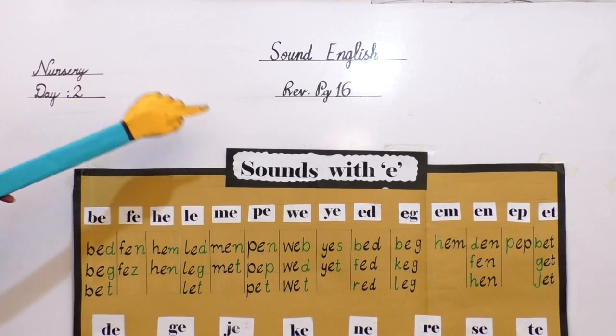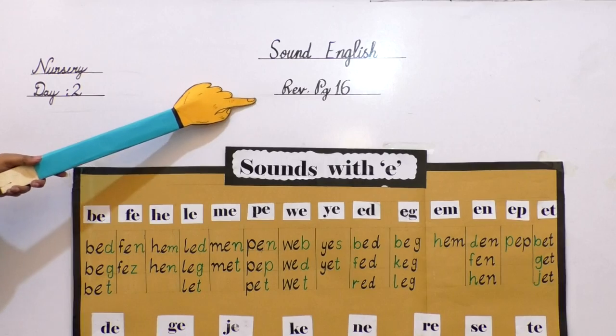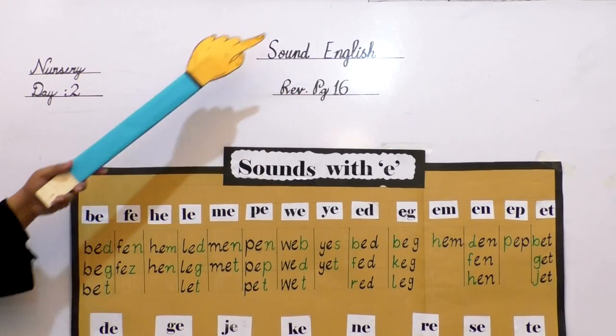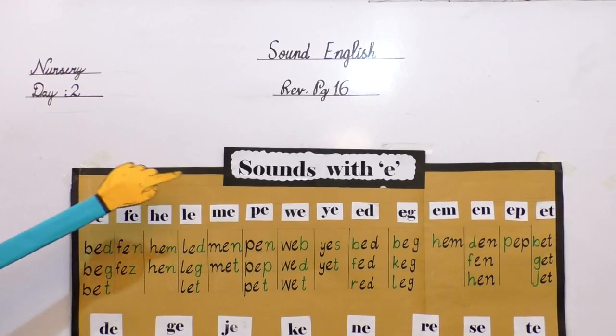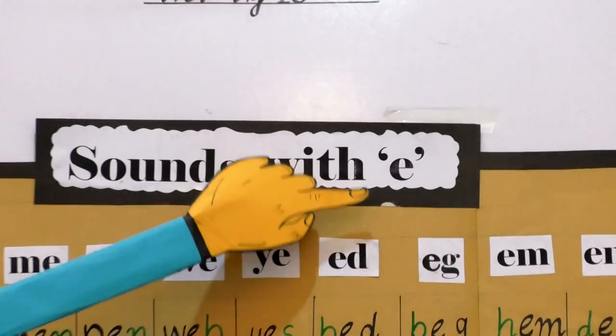Open page number 16 of your sound English book. Today we are going to revise page number 16 of your sound English book. We are going to revise sounds with E. What is the sound of E?